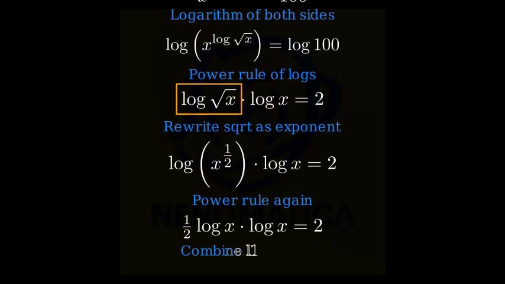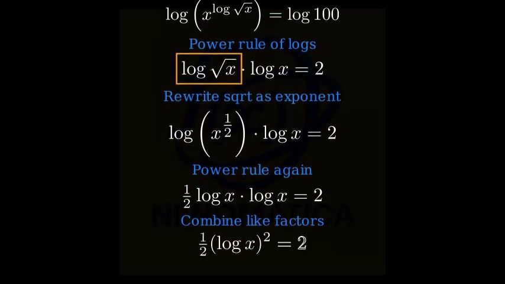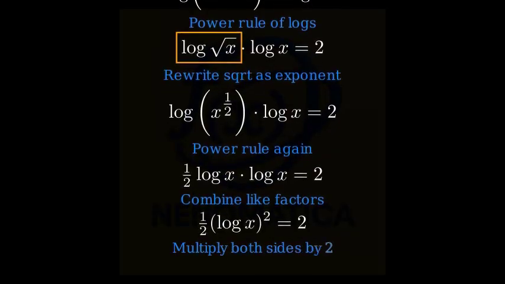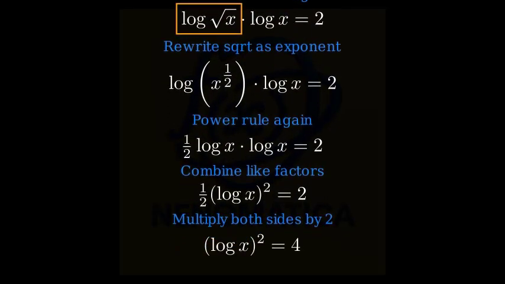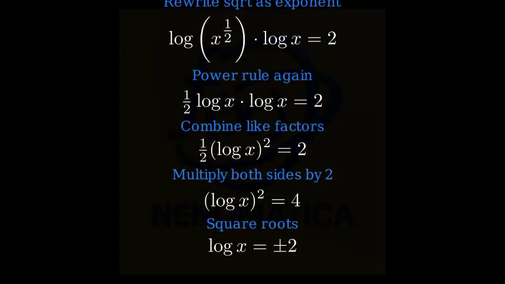Step 6. Combine the two identical factors. 1/2 times the square of log x equals 2. Step 7. Multiply both sides by 2. The square of log x equals 4. Step 8. Take square roots. Log x equals plus or minus 2.